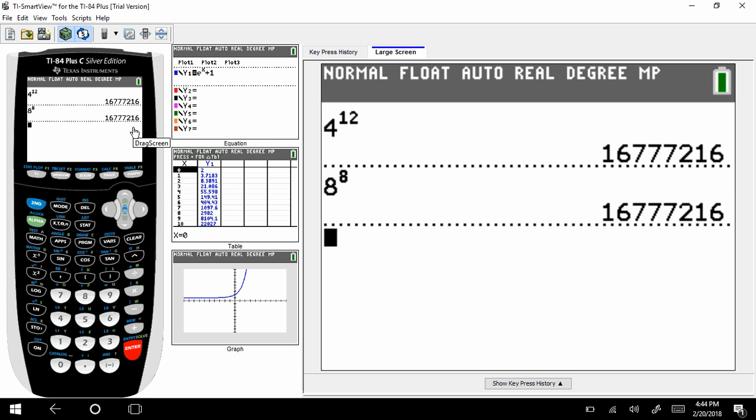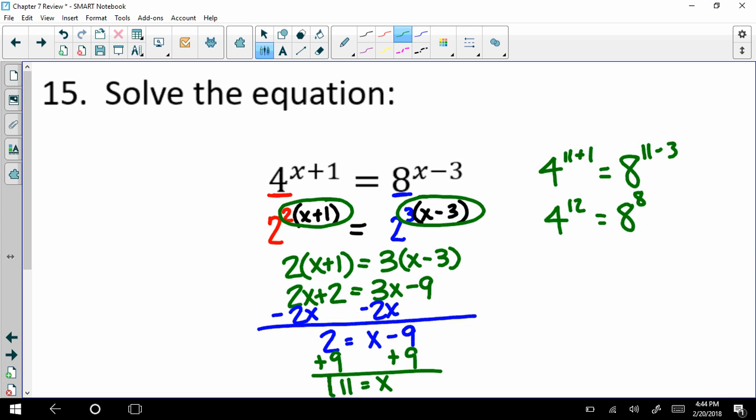Same number, so we're good to go. So x equals 11 is the correct answer.